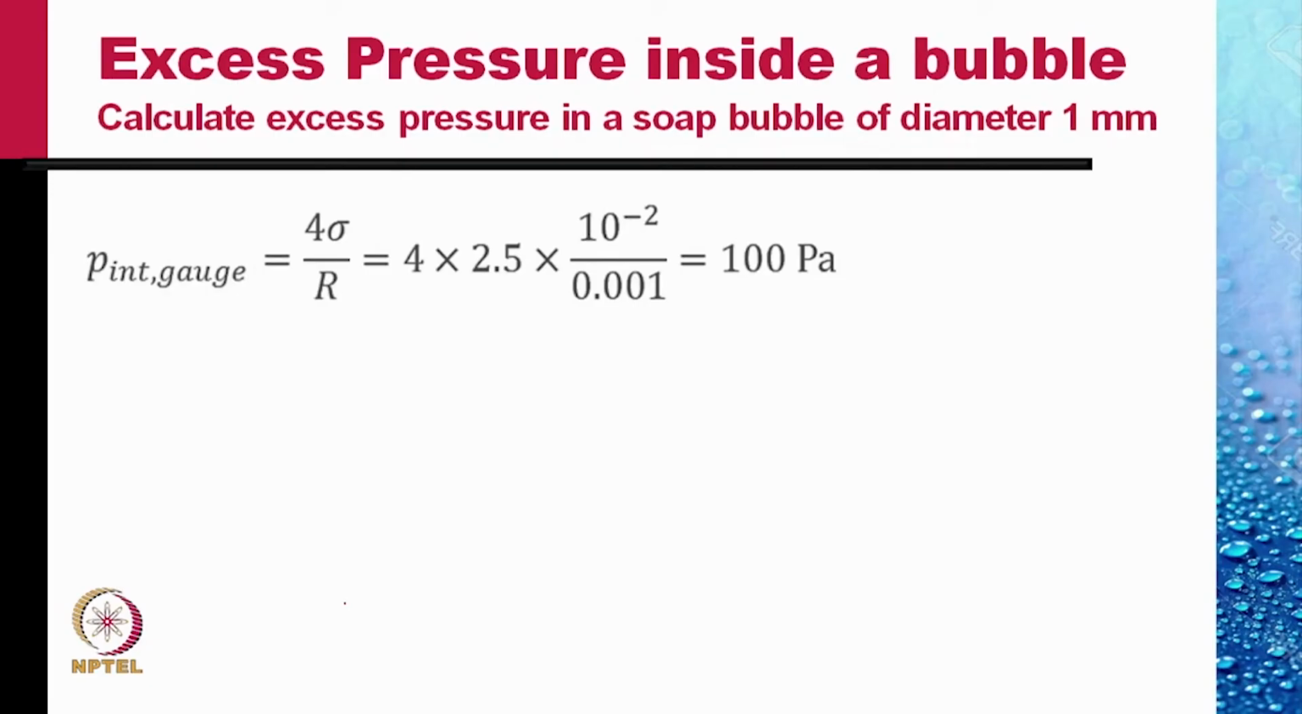There is an estimate of this internal pressure. We are talking for water with a sigma of 2.5 into 10 to the minus 2 Newton per meter, and the radius at 1 millimeter, that is 0.001 meter, and this gives you 100 Pascal. 100 Pascal is a very small excess pressure.